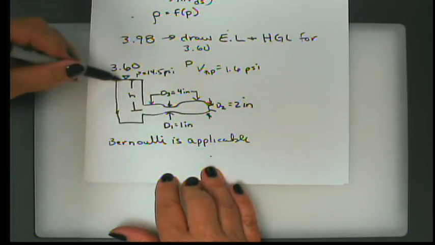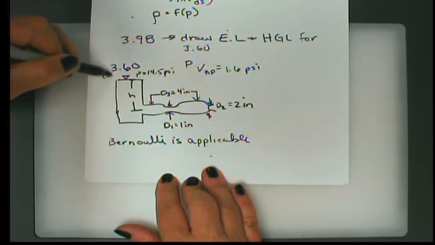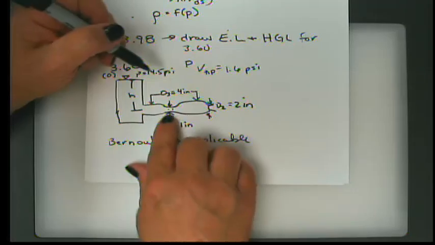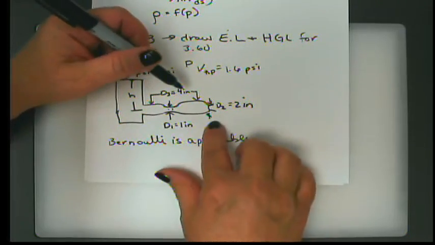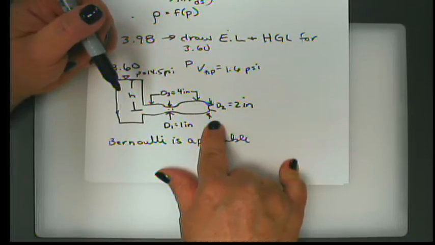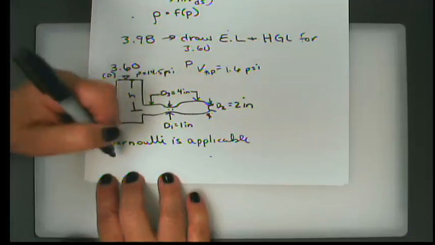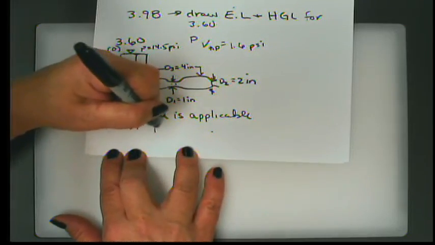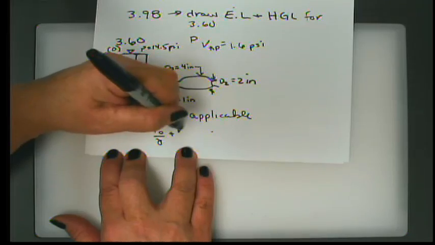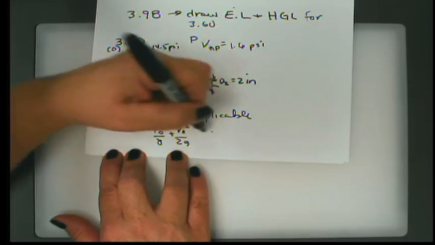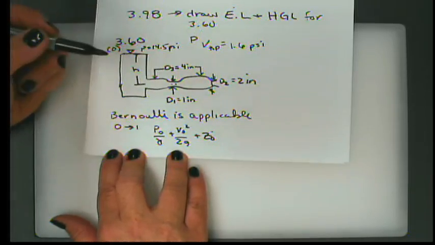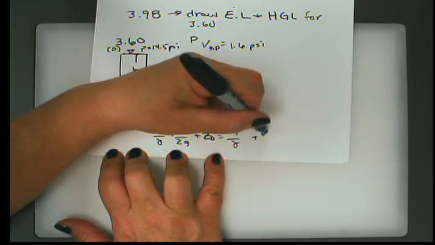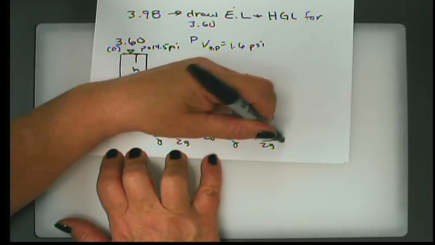So what that means is if I find my total energy here at point 0, it will be equal to my total energy anywhere. I can say point 1, because that's really the diameter that I'm interested in, and it's also going to be equal to the total energy at point 2. So let's go from 0 to 1, first of all. I can say P0 over gamma plus V0 squared over 2g plus Z0 is going to be equal to P1 over gamma plus V1 squared over 2g plus Z1.